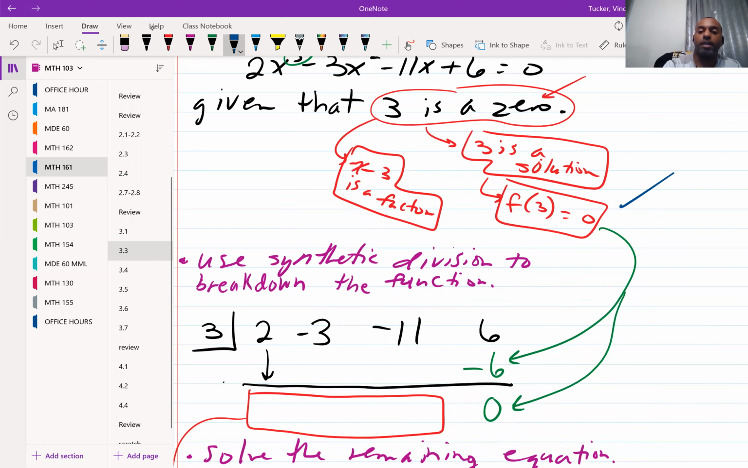All right, because f of 3 is equal to 0, that means this column right here has to occur. My last number is 6 in my function. That means I need to have -6, and then that has to give me 0.